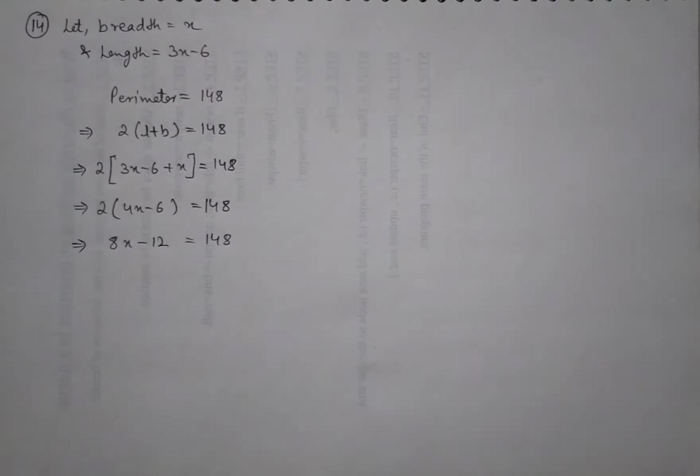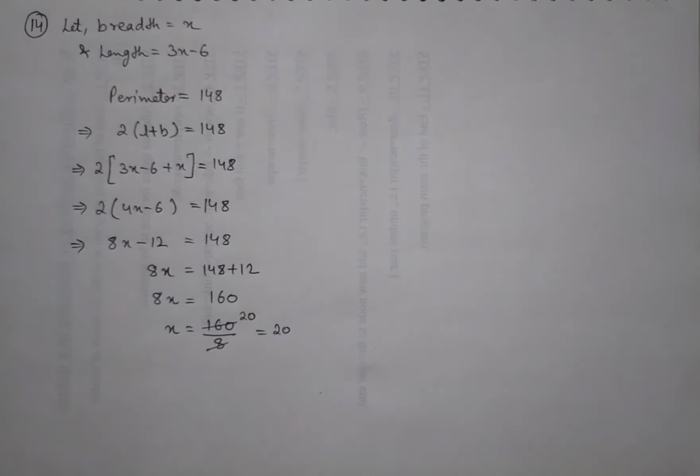So twice the length plus breadth equals 148. Now we'll place the value of length and breadth. And here we get this after placing the value of length and breadth. Now we'll solve it. And here we get this after opening the bracket. Now we are going to do the transpose. And here we get the value of x as 20. Now we'll go for the length and breadth. And here we get the value of length as 54 meter and the breadth as 20 meter.